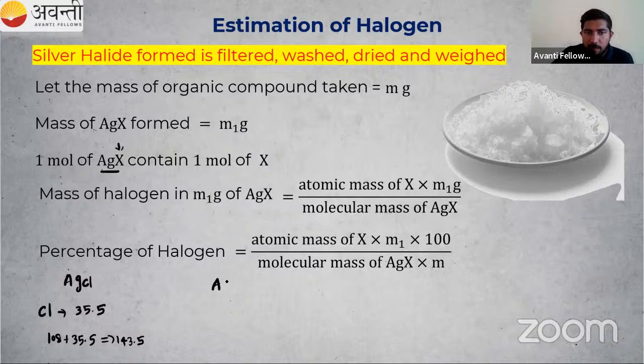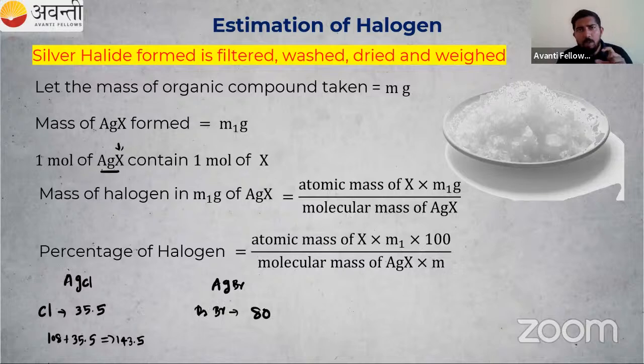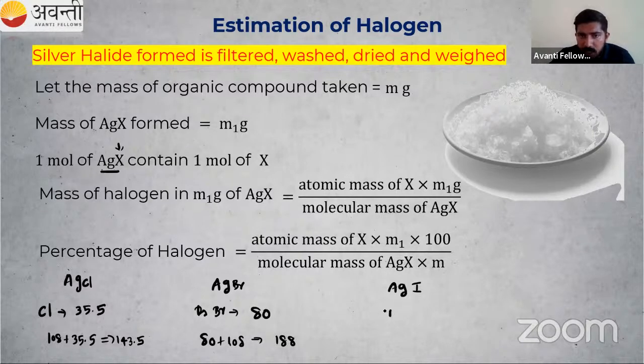Suppose I have AgBr. In the numerator, atomic mass of Br. What is the atomic mass? Br, we have 80. Then what about the molecular mass of AgBr? We have to add 80 plus 108, right? So I will get 188. That is the molecular mass of AgX. If AgI is formed, what is the atomic mass of iodine? That is 127. Then molecular mass of AgI, how to find that? We have to add 108 plus 127, so I will get 235.